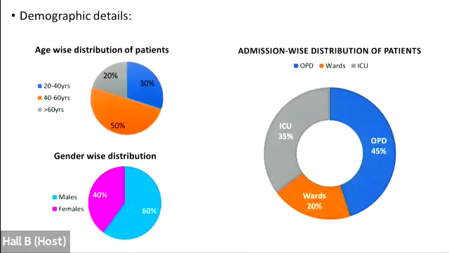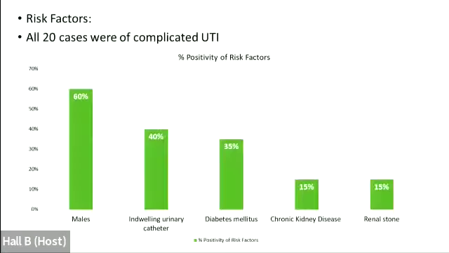Among the demographic details of these patients, it was seen that it was more common in males, and more in the age group of 40 to 60 years. This we thought was attributable to the fact that males generally present with complicated UTIs, plus most of these patients were inpatients, so they had an indwelling catheter or other risk factors, which I've explained further. And admission-wise, 45% of these patients were OPD cases, 35% were from ICUs, and 20% were from wards.